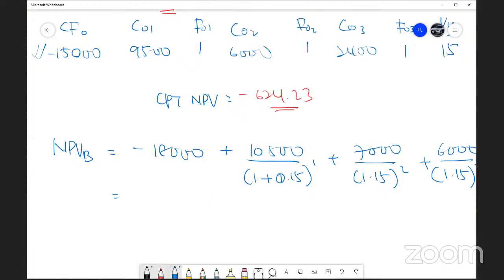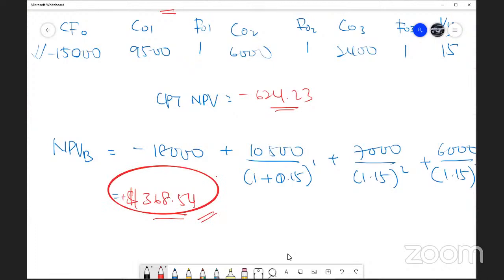So project B, you get 368.54, positive. Okay, so based on the NPV, which one should you accept and which one should you reject? If you base on NPV with a 15% discount rate, you should choose project B since it has a positive NPV and also a higher NPV. If it's a negative one, that means this project is making losses, so you reject.